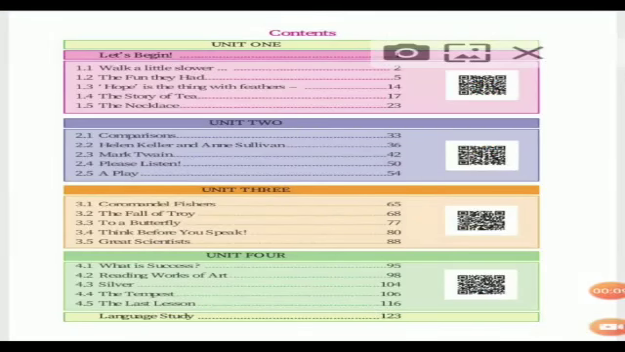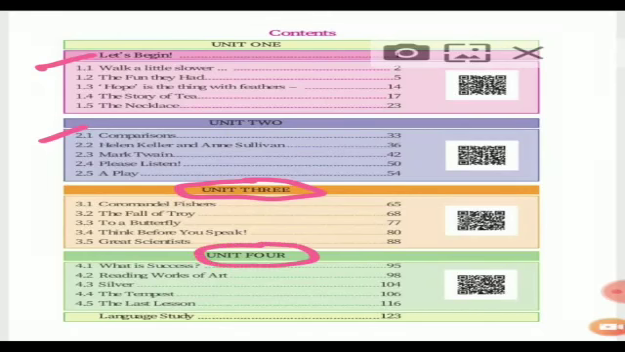This is the front page of your 9th English textbook. This syllabus is divided into 4 units: unit number 1, 2, 3, 4. Syllabus for the first unit test is unit number 1. Syllabus for the first semester exam is unit numbers 1 and 2. Syllabus for the second unit test is only unit number 3. Syllabus for the annual exam is unit number 3 and unit number 4.